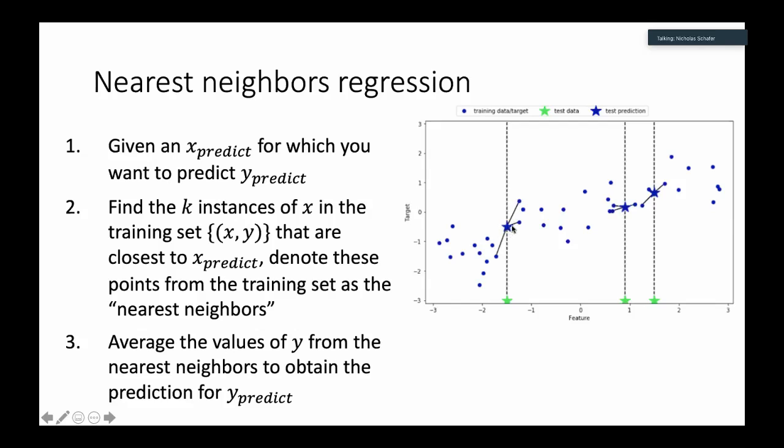And then in order to know where to put this green star on the y-axis, you average the y values of those 3 points. And so that gives you the location of this blue star. And you can do that for any value of x on the x-axis that you want. So in this case, here are the 3 nearest neighbors, and that's the average likewise here. So this is the basics of how nearest neighbors regression works in one dimension.